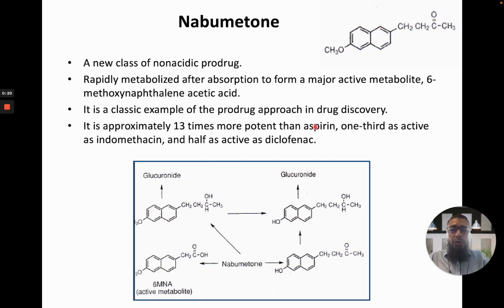This drug is 13 times more potent than aspirin, one third as active as Indometacin, and half as active as diclofenac. So this is the fate of Nabumetone. You can see it converts into an active metabolite, which is the carboxylic acid derivative. Another metabolite is the hydroxyl, where the methoxy converts into the hydroxyl, and then further the carbonyl group is reduced into hydroxyl, and then the glucuronide. So these are some of the fates of the Nabumetone.